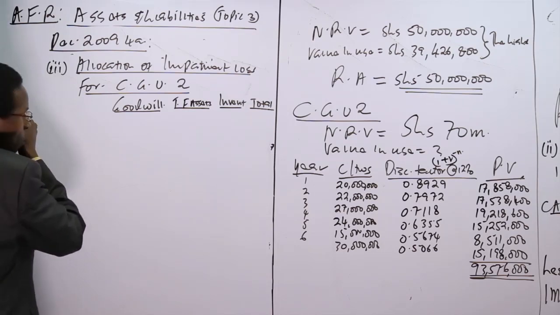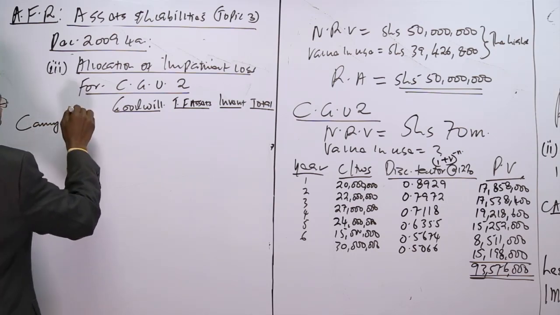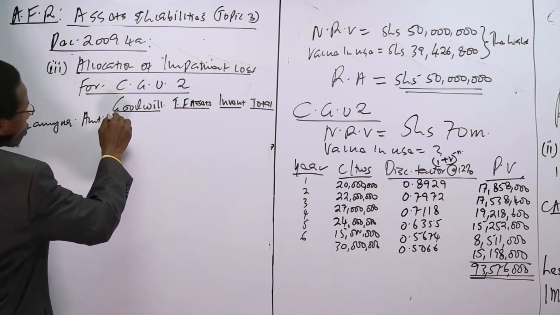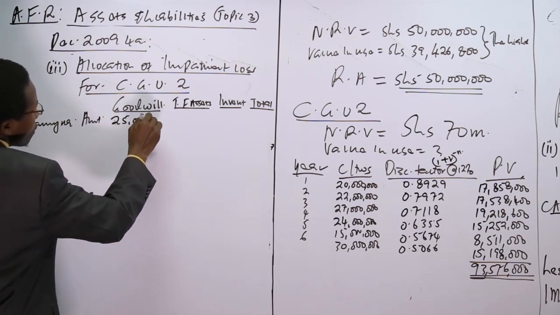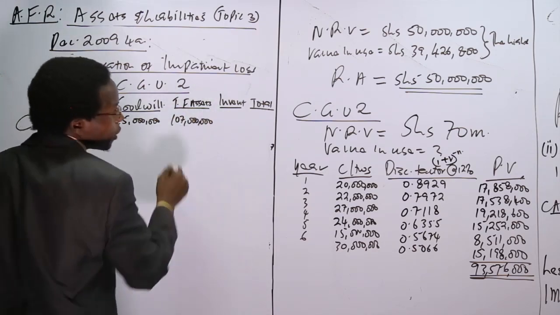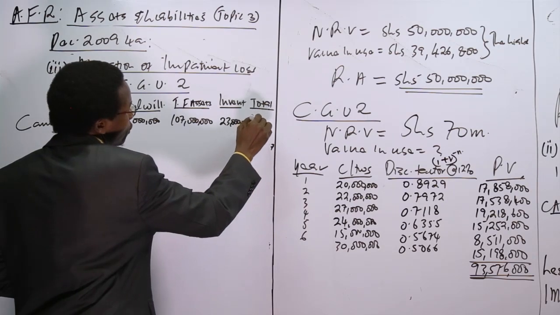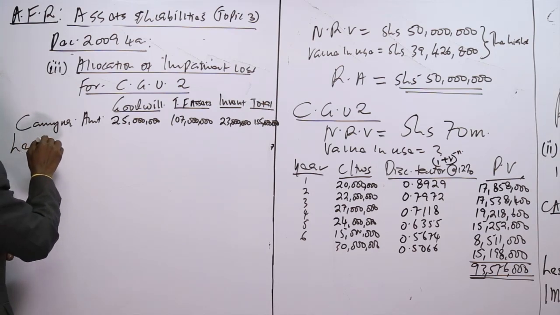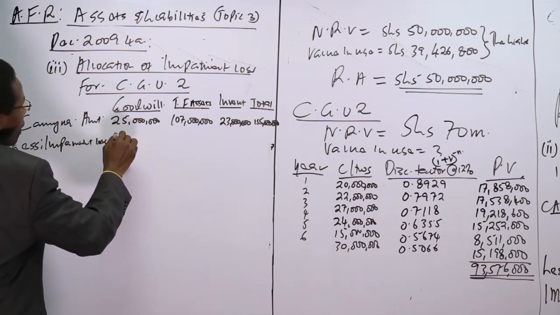So our carrying amount brought forward, the total is 40. This one is 25 million. Tangible fixed assets 107. Then inventory 23 million. Total is 155 million. Then we less impairment loss. We just write off the goodwill in full.